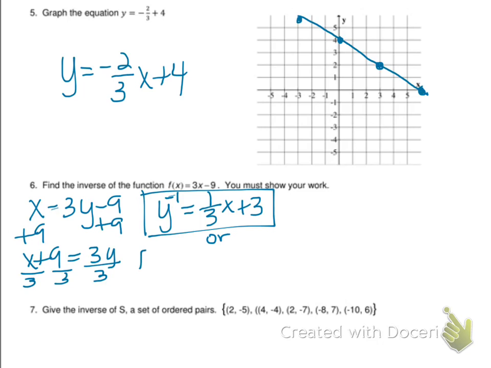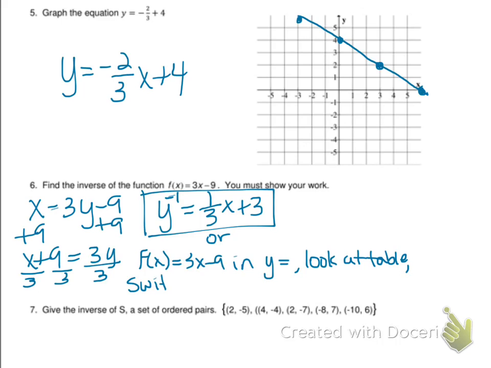Another way you could do it is you could put the function, f of x equals 3x plus or minus 9, into your y equals in the calculator, then look at the table. So enter it, then look at the table, find some values for x and y, switch those values, so find two ordered pairs, switch them, and then put it in stat and find an equation that way. So put it in the stat function table.